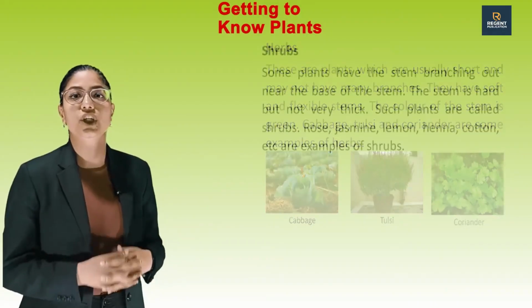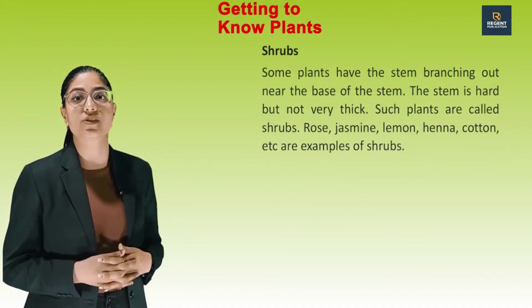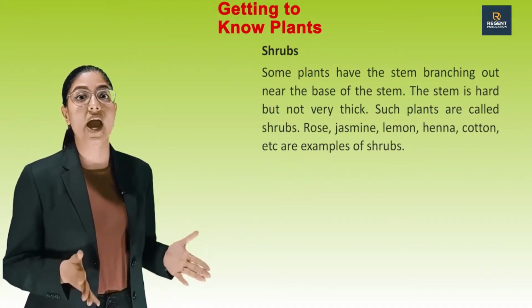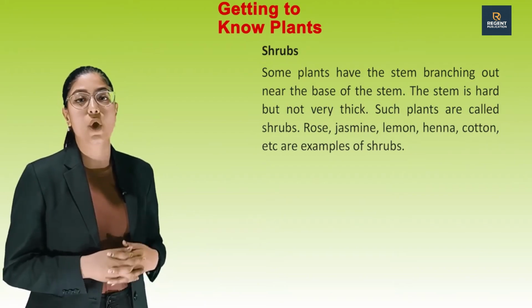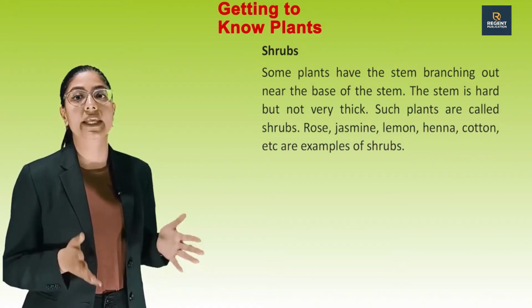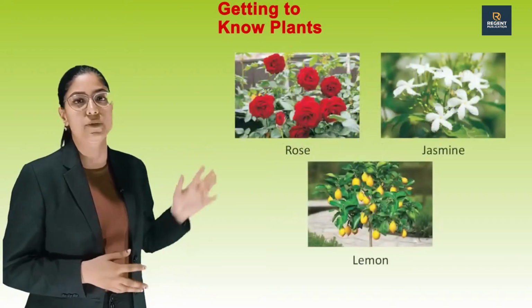Second one is shrubs. Some plants have the stem branches out near the base of the stem. The stem is hard but not very thick. Such plants are called shrubs. Rose, jasmine, lemon, henna, cotton, etc. are examples of shrubs. See these pictures.